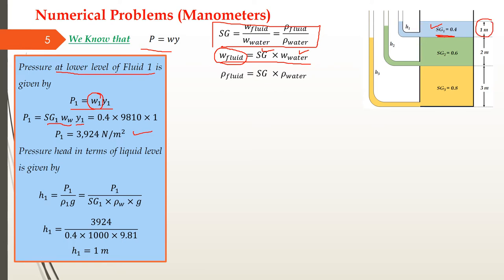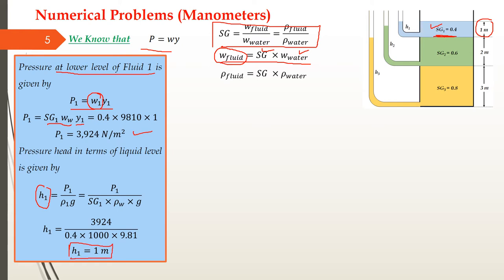So we will find out the pressure. The pressure at the lower level is 3924 Newton per meter square. But we have to convert this pressure into the form of a head. Again, that formula will be used: P equals rho gh. So H1 will be equal to P1 by rho g, and by putting the values of the different unknowns, we will find out the height, that is H1.